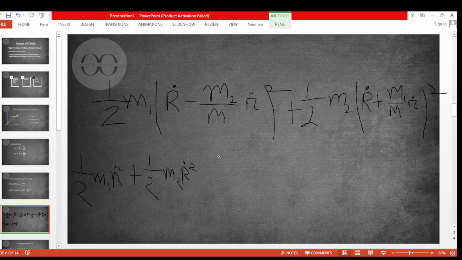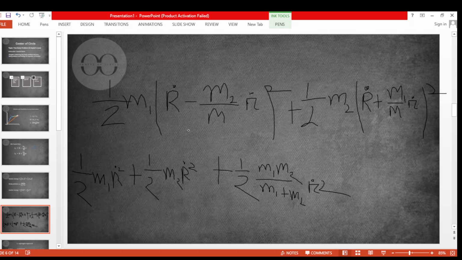square plus, here's our key term. It is our key term, so please try to concentrate on this term, which is m1 m2 divided by m1 plus m2 into r dot square.